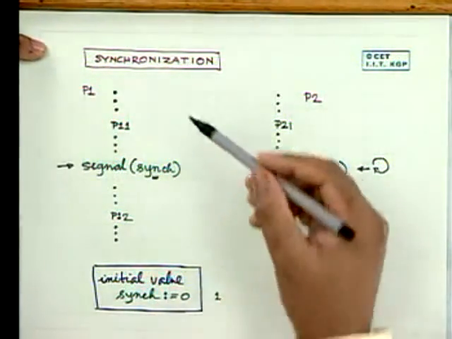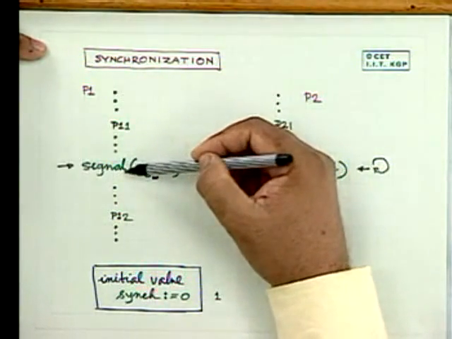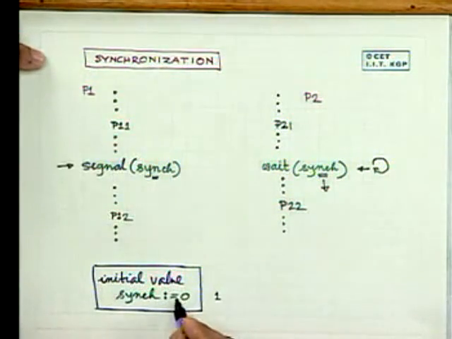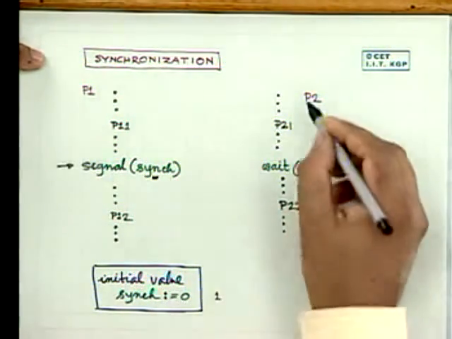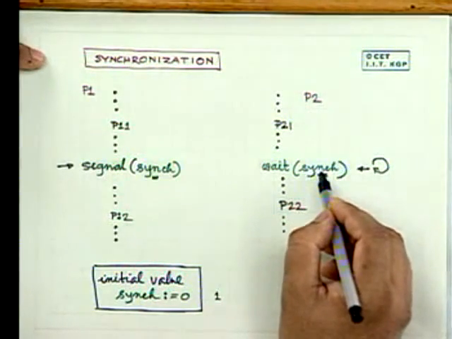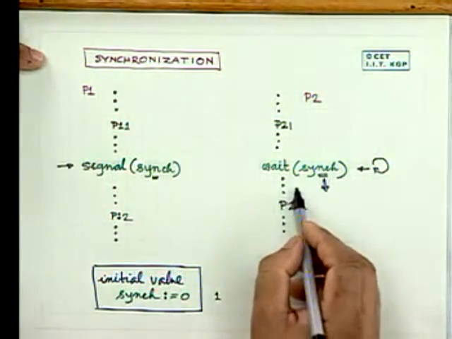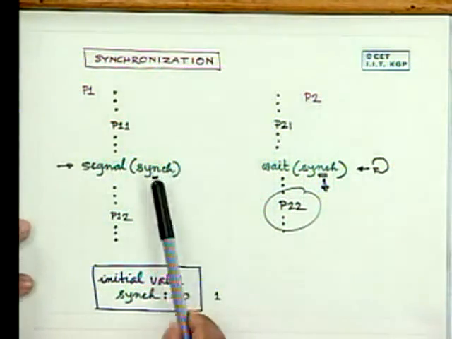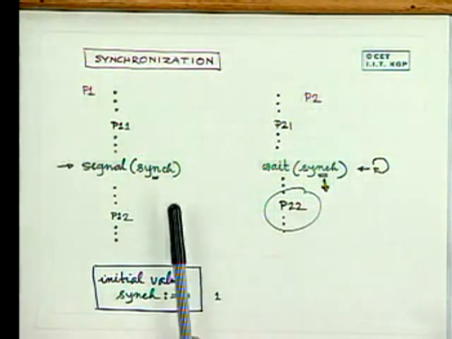But however, if P1 reaches this signal point earlier than P2, then P1 has already incremented the value from 0 to 1, and therefore P2 will just check the value of sync and then can go ahead with the execution of the remainder portions of P2, which is P22. Therefore, you see that semaphore can be used either for mutual exclusion or for synchronization, depending upon how you use the wait and signal mechanisms and what is the initial value of the semaphore variable.